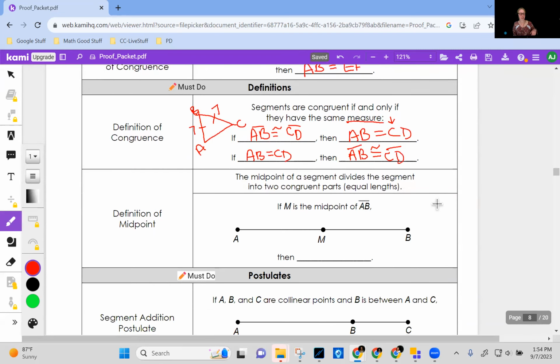Now, definition of a midpoint. We've talked about midpoints already a little bit. Whoops, stray line, because I was just marking all over the place. So midpoint of a segment divides the segment into two congruent parts of equal length. So if M is a midpoint of something like this, then we can say that AM equals MB, two equal parts.